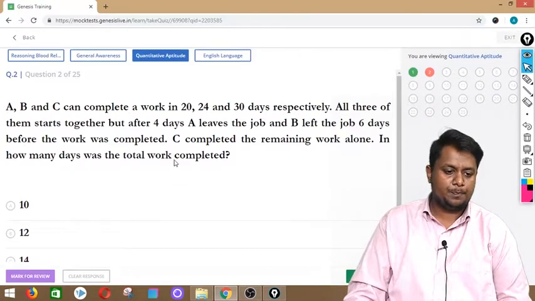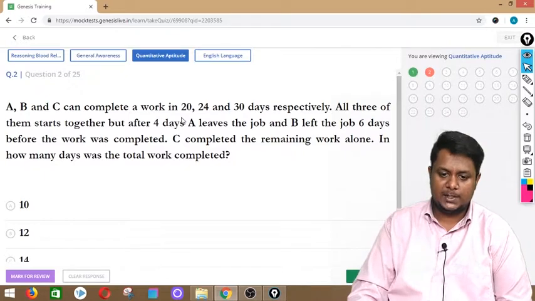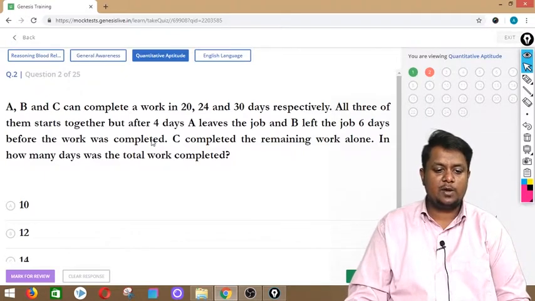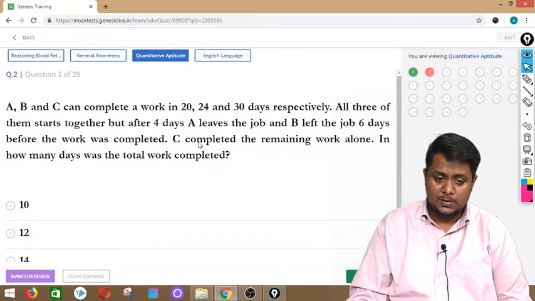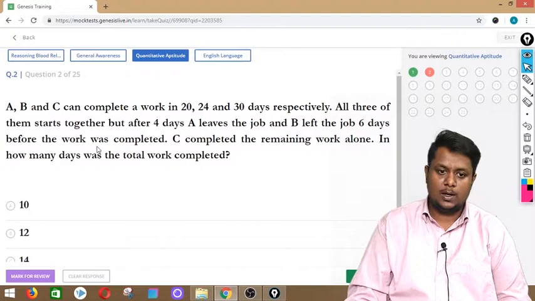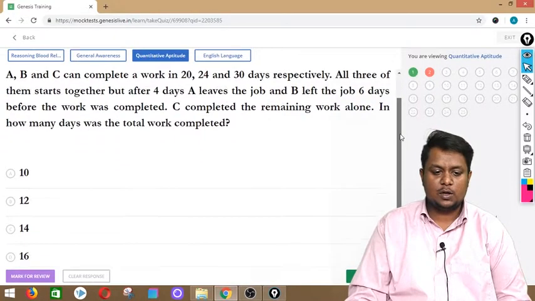Question number 2. A, B and C can complete a work in 20, 24 and 30 days respectively. All three of them start together, but after 4 days, A leaves the job and B left the job 6 days before the work got completed. C completed the remaining work alone. In how many days the total work was completed? Now let us see how we can solve this question.